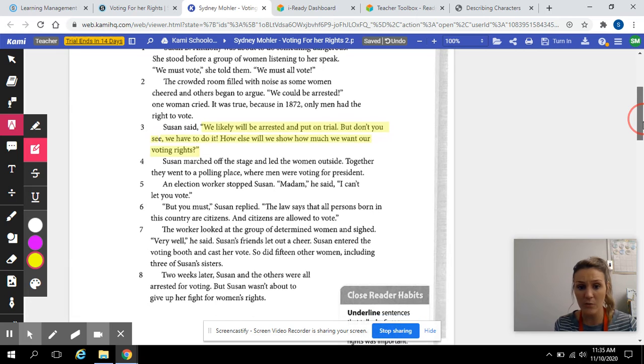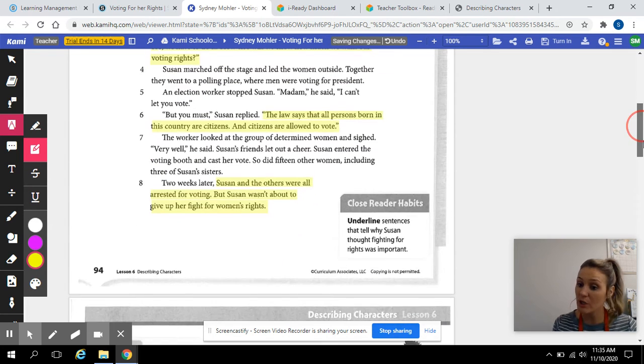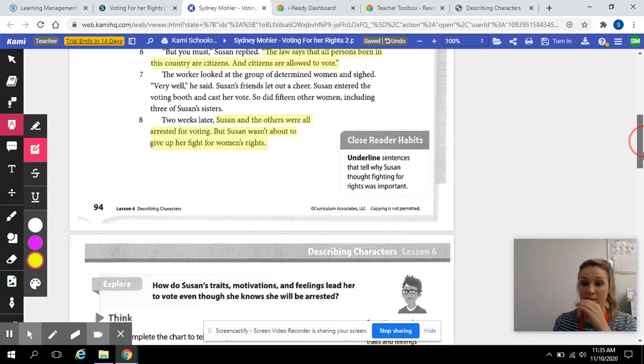Okay, there's one. Another one is where she told him, "I am a citizen. I was born in this country. All citizens are allowed to vote." Okay, she thought that was really important, that everybody who is a citizen has the right to vote. Then at the end, I thought this was really important. Because she was arrested for voting, she still wasn't going to give up her fight for women's rights. Okay, so these are all important to our character. So she was a fighter, she was determined, she was willing to fight for women's rights.